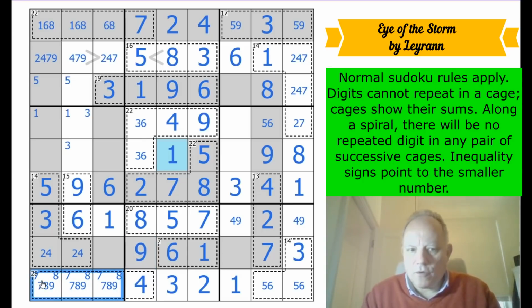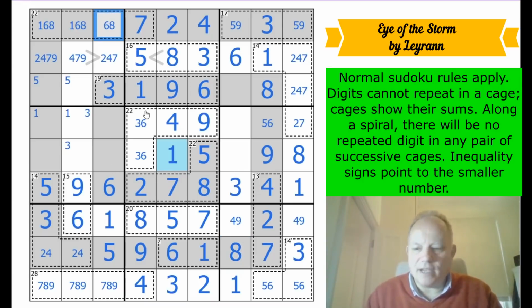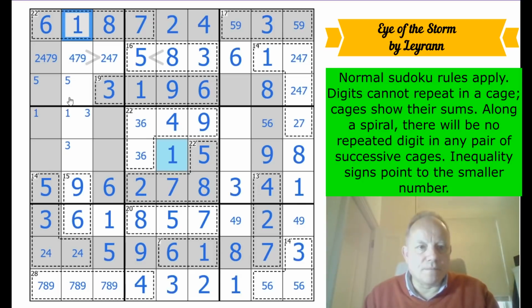Let's take out the 4 and the pencil marks. This must be a 5. 8 to finish this box. So clever. I like this puzzle a lot. That is now an 8 because there's a 6 looking up at it. We can do the 6, 1 there as well.